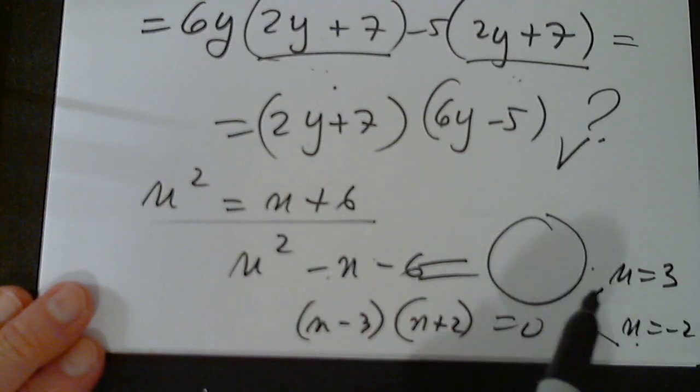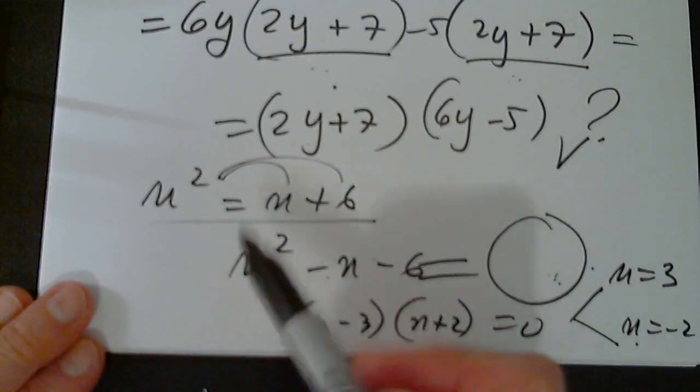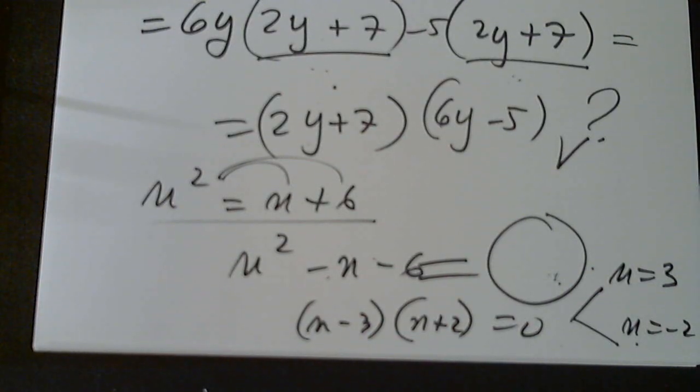But it's quadratic. I have to set it equal to 0. And when I move terms from one side to the other, I only change their sign.